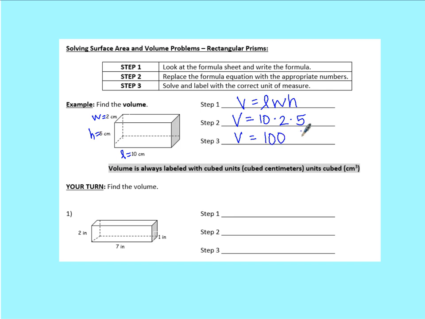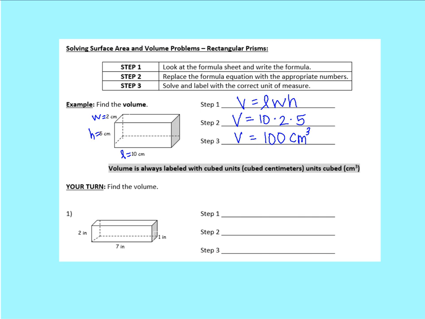So our volume equals 100, and volume is always labeled with cubed units. In this case, we're dealing with centimeters, so it's going to be centimeters cubed, and we use that little exponent 3 as a way of saying that these are three-dimensional units here.